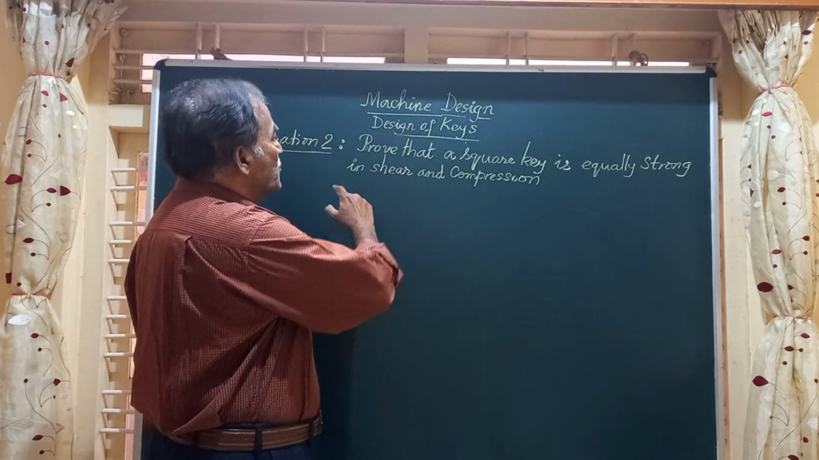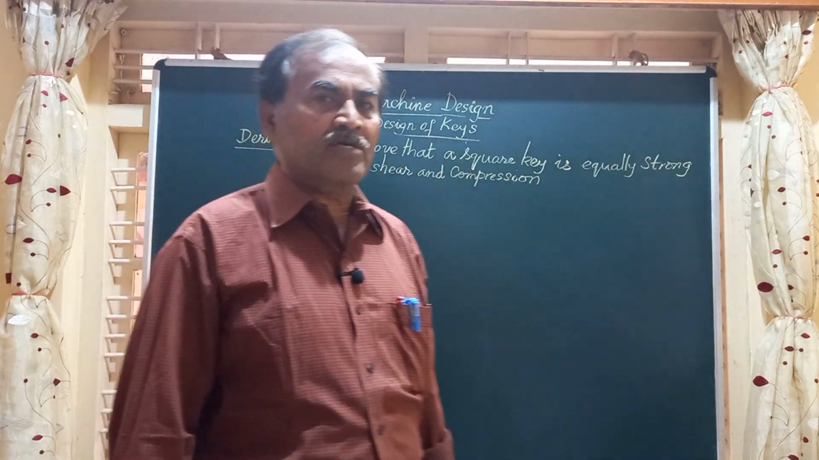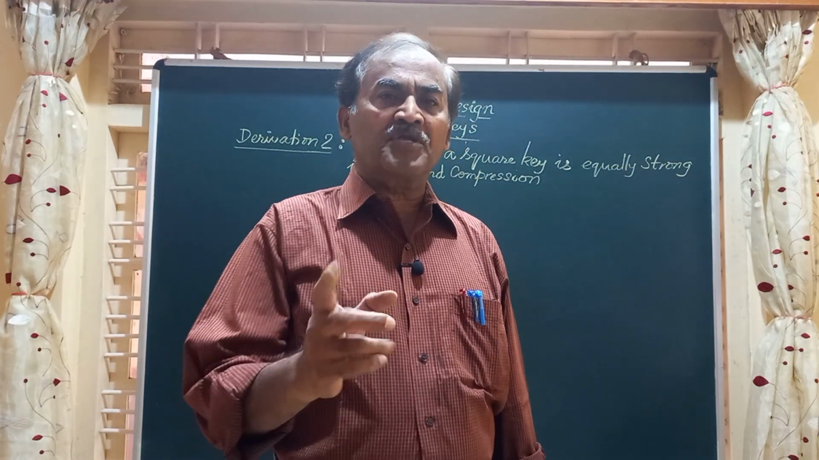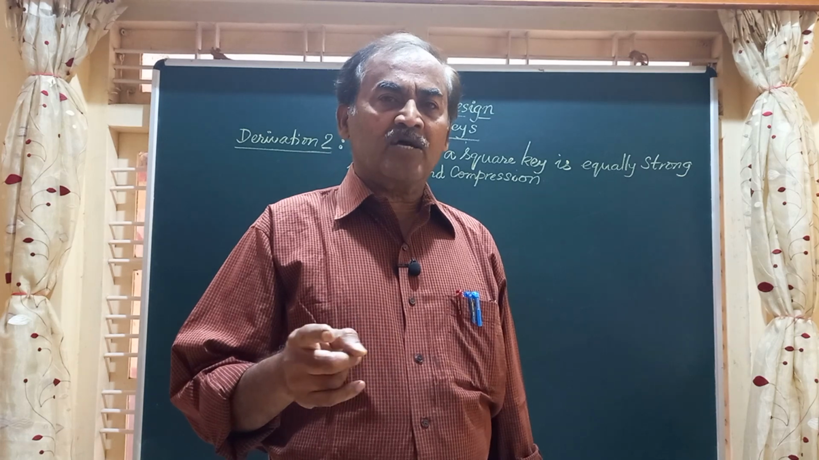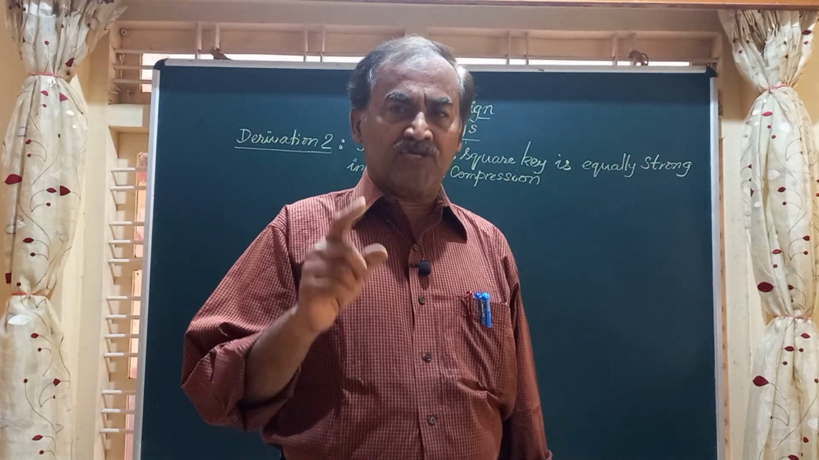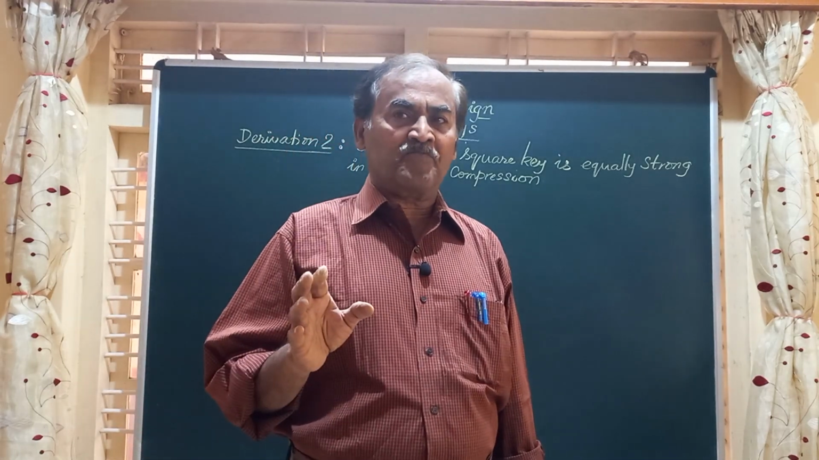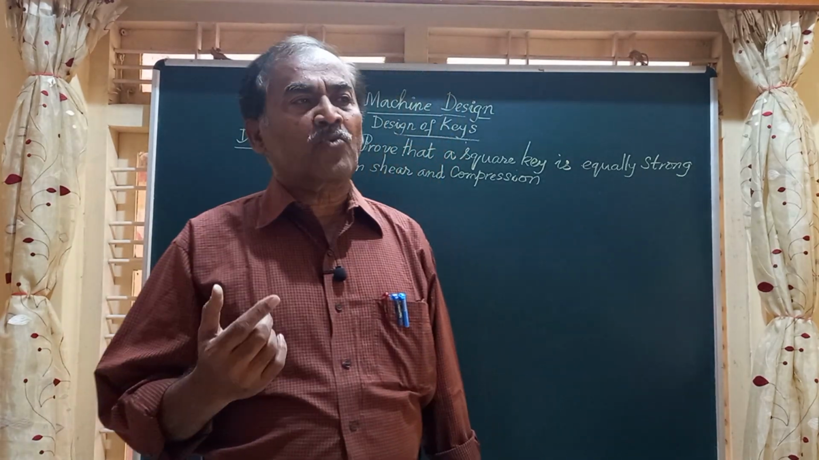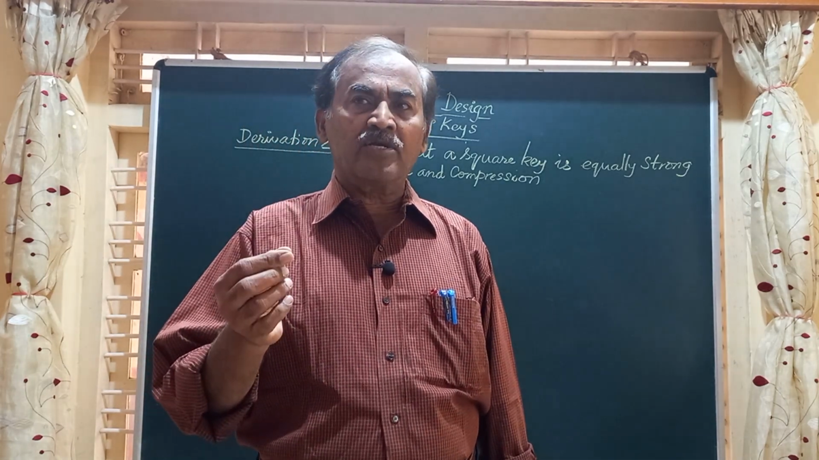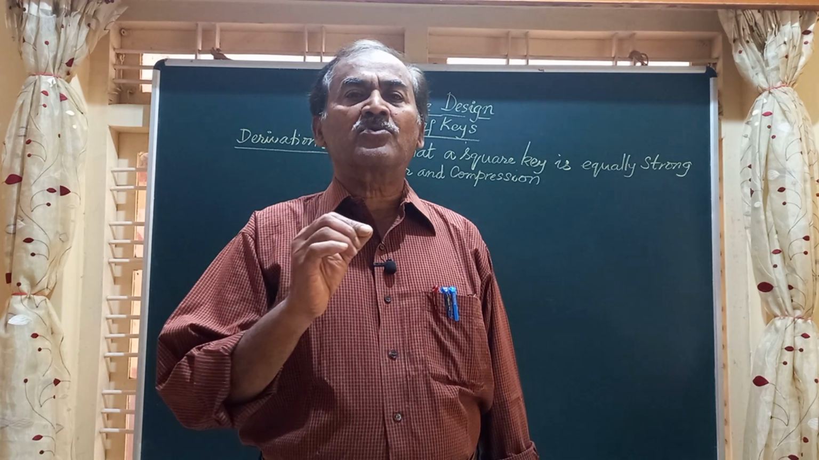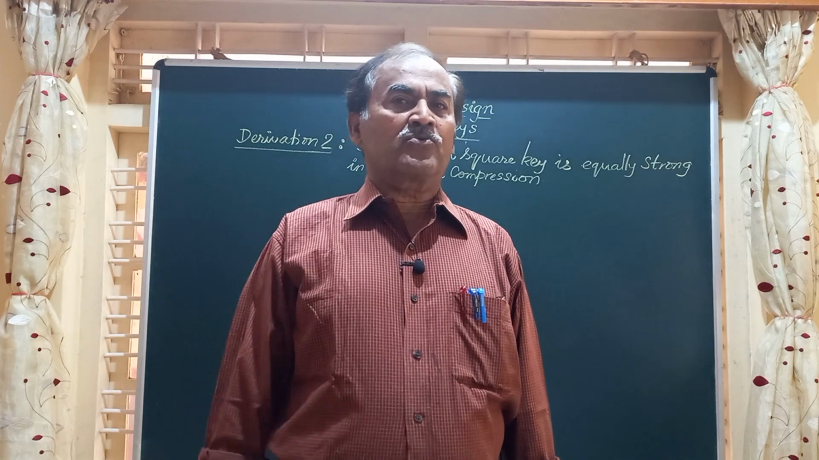It says, prove that this square key is equally strong in shear and compression. That is to say, if you are using a square key for transmission of power, prove that the torque transmitted by the key in shear and that in crushing or compression are the same. That is, if you know the torque transmitted by the key in shear and that in compression, you have to prove that these two quantities are the same, or the ratio of these two is equal to 1.